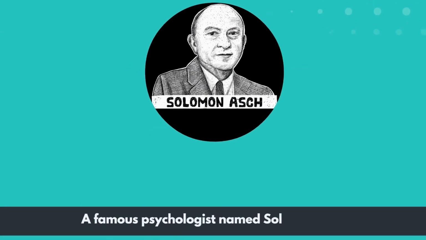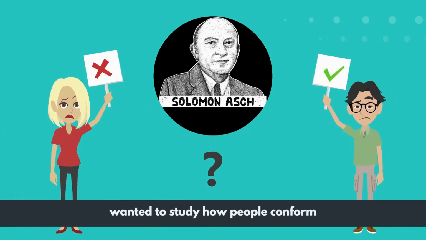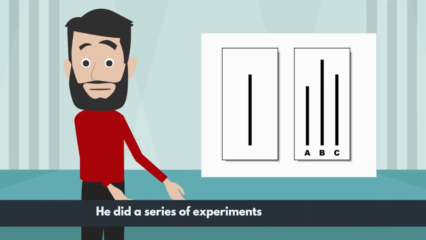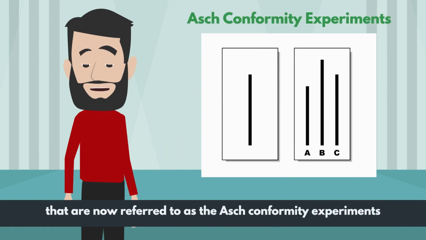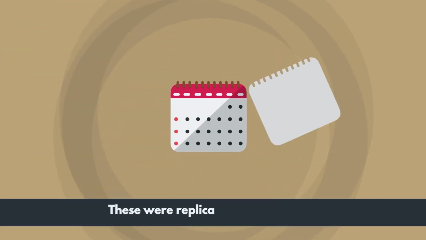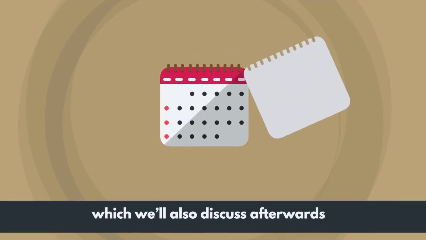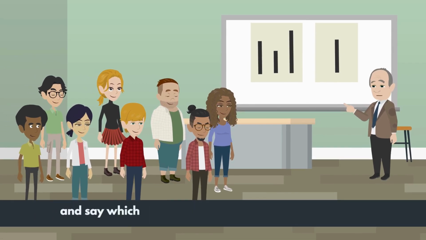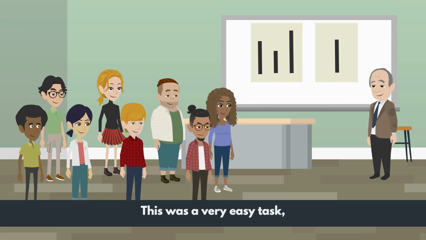A famous psychologist named Solomon Asch wanted to study how people conform when they're not sure what's right or wrong. He did a series of experiments in the 1950s that are now referred to as the Asch conformity experiments. These were replicated decades later, which we'll also discuss afterwards. In his experiments, he asked people to look at some lines and say which one was the same length as another one. This was a very easy task, and the answer was obvious.